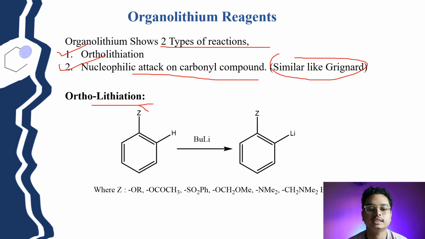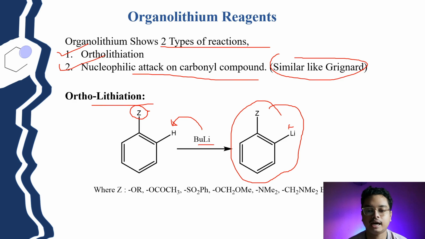Ortholithiation is when there is a directing group here, then in the presence of this reagent, the ortho position hydrogen is exchanged to get this type of product. These are ionic type of products. This is called ortholithiation. So which groups actually trigger the ortholithiation process? When Z equals OR, OCOCH3, SO2Ph, OCO2, OMe, NMe2, CH2NMe2, these types of groups, especially the electron withdrawing groups, show ortholithiation in this part.